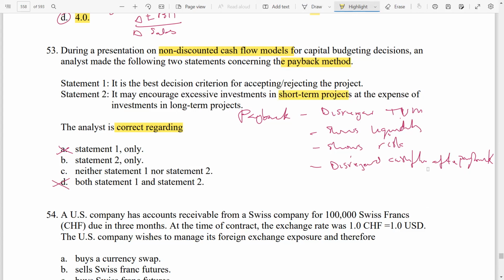Because payback disregards cash flow after the payback period, it may encourage short-term projects at the expense of long-term projects. Once we get our payback quickly, we think that's the most profitable one. So statement 2 alone is correct, and we're going to select that. So question number 53 is B.